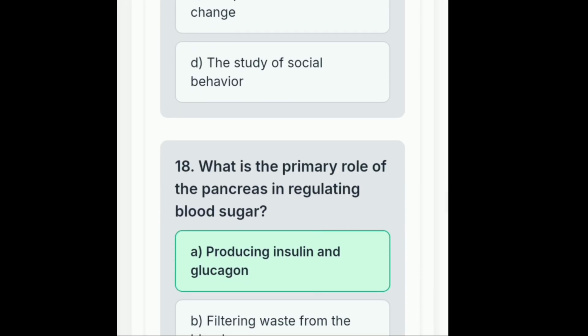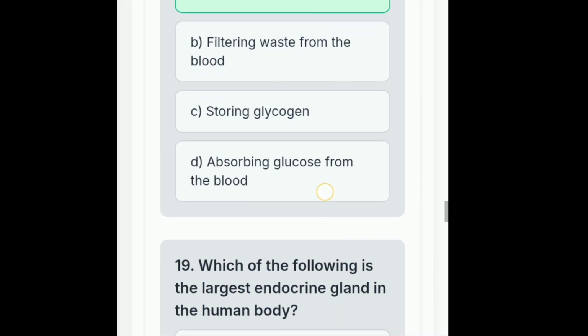What is the primary role of the pancreas in regulating blood sugar? Option A, producing insulin and glucagon. Option B, filtering waste from the blood. Option C, storing glycogen. Option D, absorbing glucose from the blood. A is the correct answer.